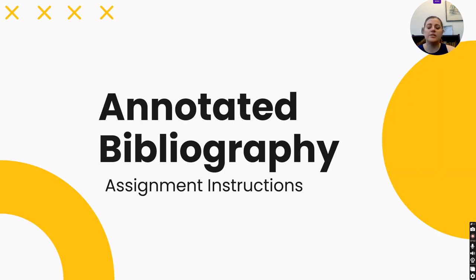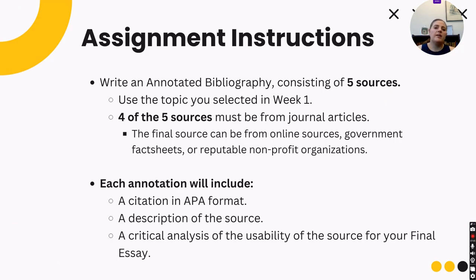So for the instructions for the assignment. I need you guys to write an annotated bibliography consisting of 5 sources. You'll be using the topic you selected in week 1. Remember that 4 of your 5 sources must be from journal articles, and your final source can be from an online source, government fact sheet, or reputable nonprofit organization. Each annotation needs to include a citation and APA formatting, a description of the source, and a critical analysis of the usability of the source for your final essay. Also, please note that your annotated bibliography needs to be in alphabetical order.